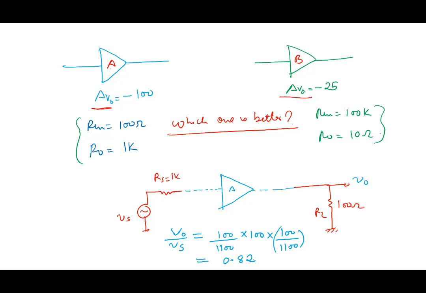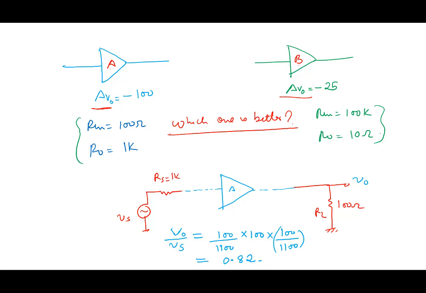Open circuit gain was 100. Now I use it in a particular situation where my source resistance is 1k and load resistance is 100 ohms. It doesn't give me a gain. It actually attenuates the signal. On the other hand, if I put the other amplifier, please check that this analysis is correct.